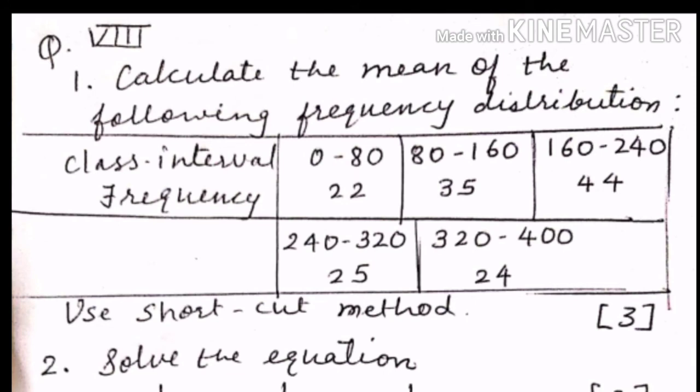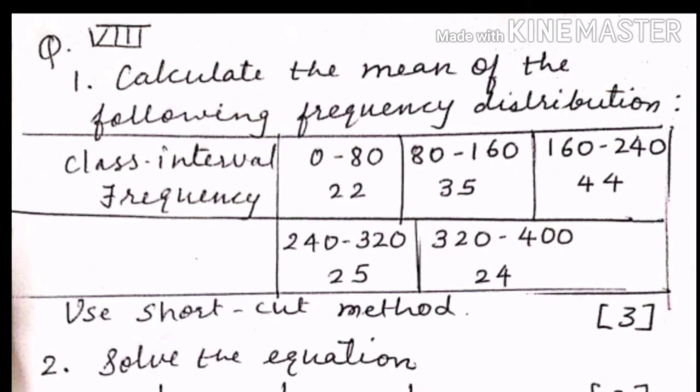Now the last question, question 8, students. All these questions are compulsory to solve. So in this question you have to use your shortcut method, students. Again you have to go through the chapter and just check what is the step deviation, what is the shortcut method. So you will understand.